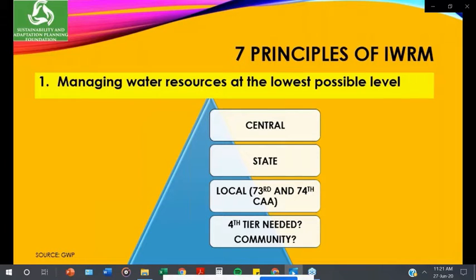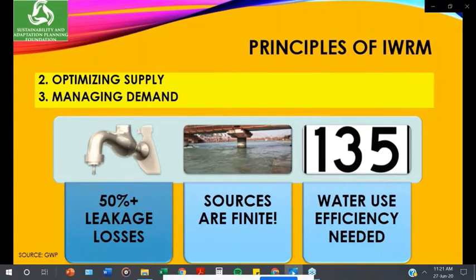So, this also includes how they manage water locally. The question is now, do we also need to look at another tier wherein the community and the citizens play an active role in managing the water resources? Okay, so the next principle of IWRM focuses on optimizing supply and managing demand.